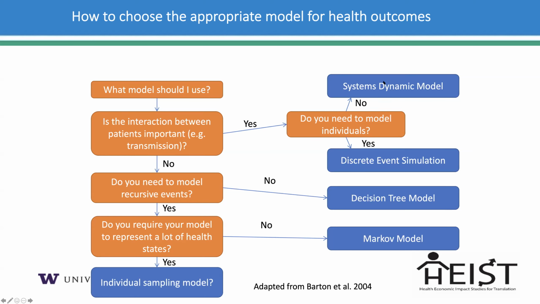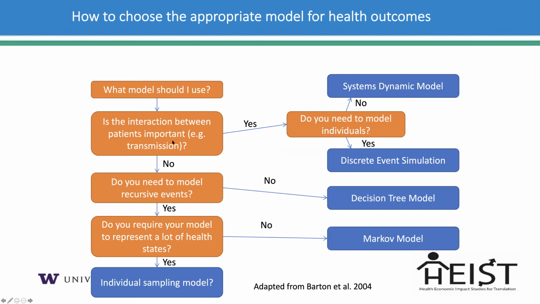And if you are just doing a population-based model, then you don't need to model individuals, and you can use a systems dynamic model like a compartmental model. If you do need to model individuals, then you can use a discrete event simulation model and an individual based model similar to the household model that I showed. So you need to think about, is the interaction between patients important? And there might be levels of contact that you want to think about that are important.